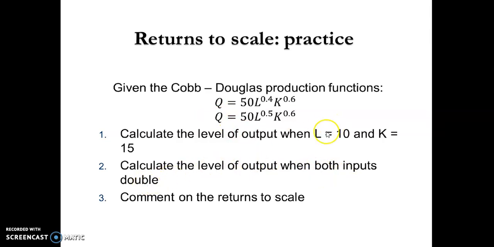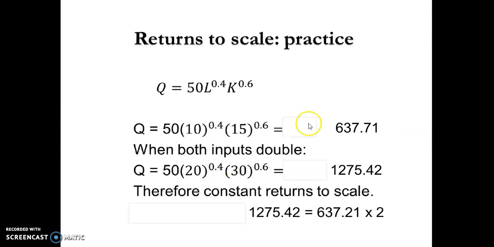So if I'm going to double my inputs, if L doubles, it's going to double from 10 to 20, and if K doubles, it's going to double to 30. So therefore you determine what output is if L is now 20 and K is 30, right? Now we need to comment on the returns to scale, because between question 1 and 2, we've doubled our inputs, but what happened in terms of output? Did Q also double?